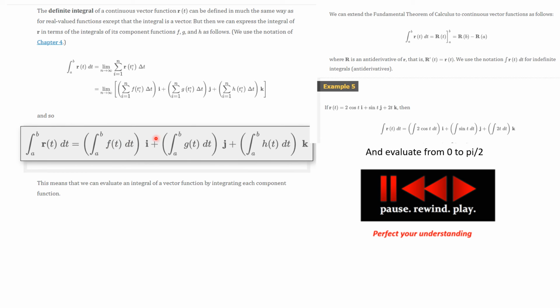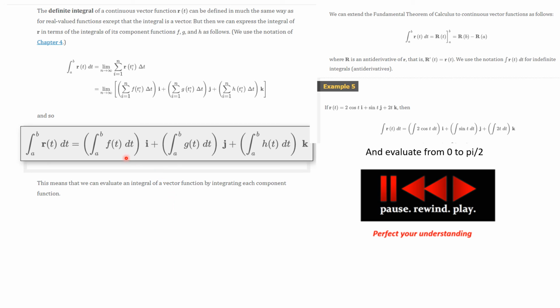Let's talk about integrals a bit. The definite integral of a continuous vector function r of t can be defined in the same way as a real valued function, except that the integral ends up being a vector. But then we can express the integral of r in terms of integrals of the component functions as follows. So this is the notation. So the integral from a to b is a limit of finite Riemann sums. It's going to be this. And so your end result is that the integral from a to b of r of t is given by the integrals of each of the components.